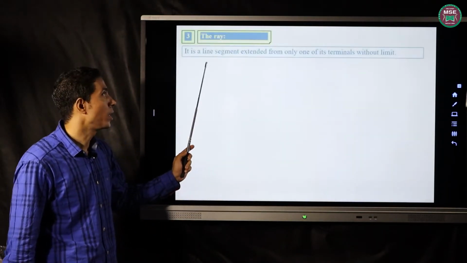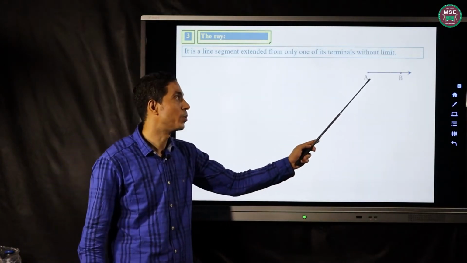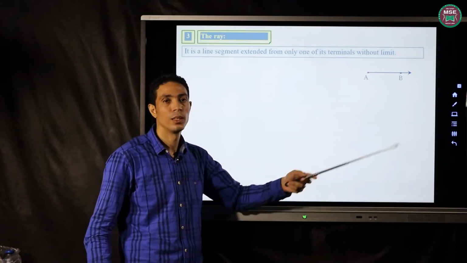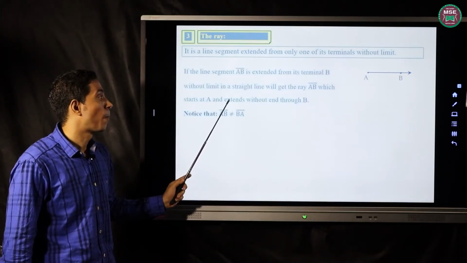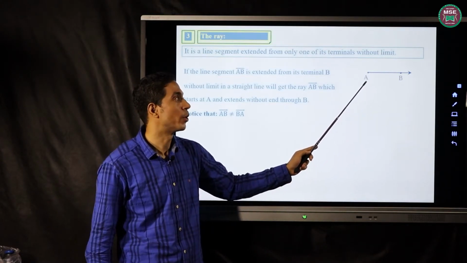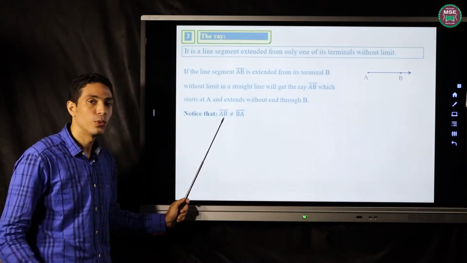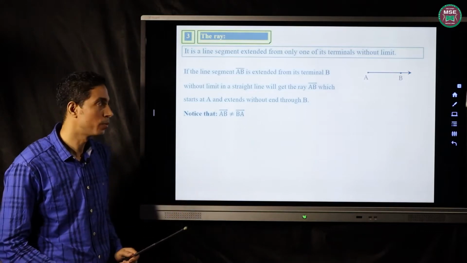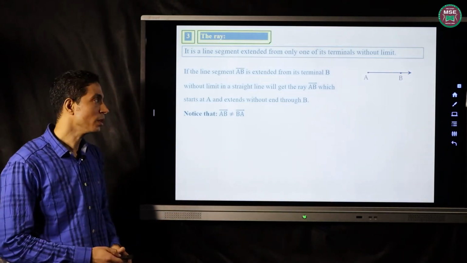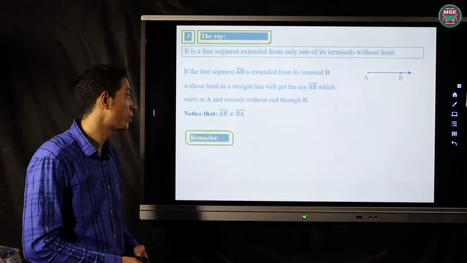Third, the ray. The ray is a line segment extended only from one of its two terminals without limit. Like if AB is a line segment and we extend AB in the direction of B, then it will be ray AB. Okay, and we write AB only from the starting point. If the starting point is A, then we write ray AB. And note that ray AB is not equal to ray BA because the starting point of this ray is A and the starting point of this ray is B. Of course, the ray has no length, okay, because it has no ending points.